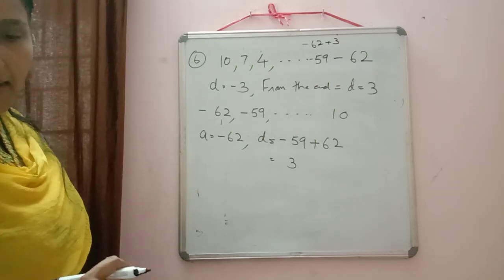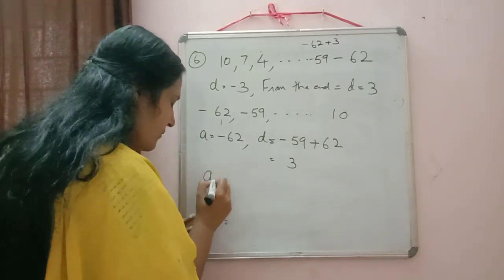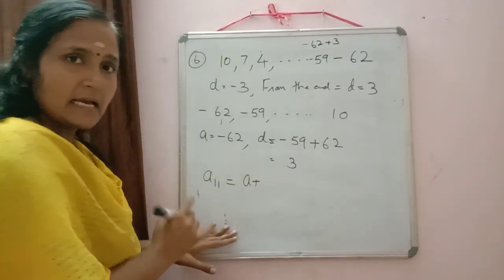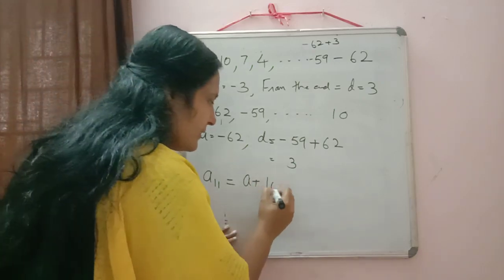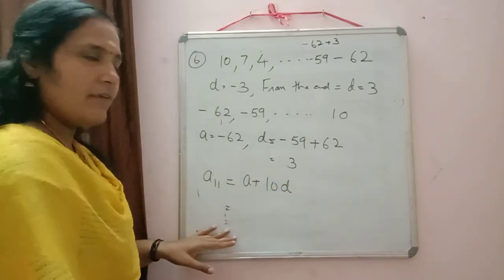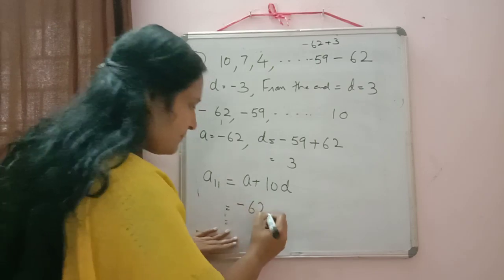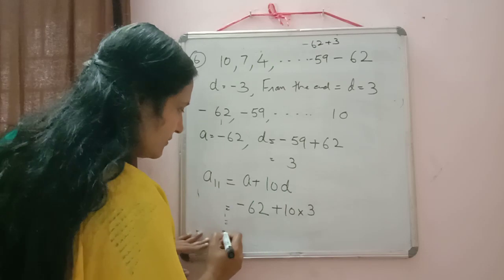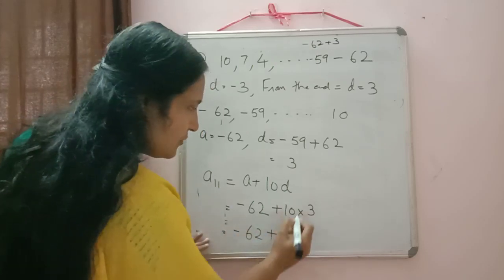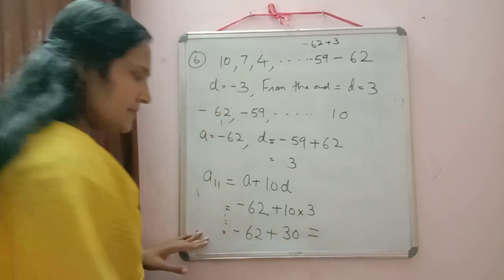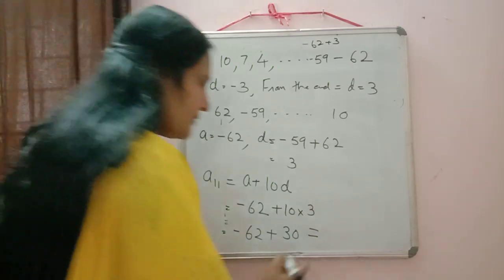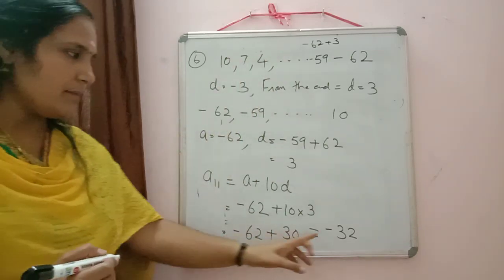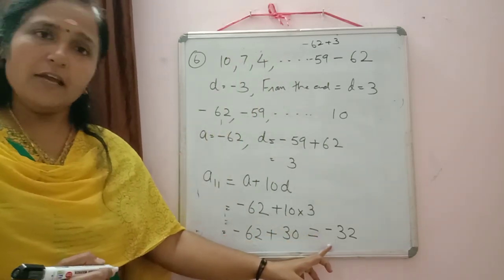Now what we have to calculate? 11th term. So write down A11 is equal to, according to the formula, A plus 11 minus 1, 10D. Now substitute the value. In place of A we have minus 62 plus 10 into 3. So it will be equal to minus 62 plus 30. Minus 62 plus 30 will be equal to minus 32. So 11th term from the last will be equal to minus 32.